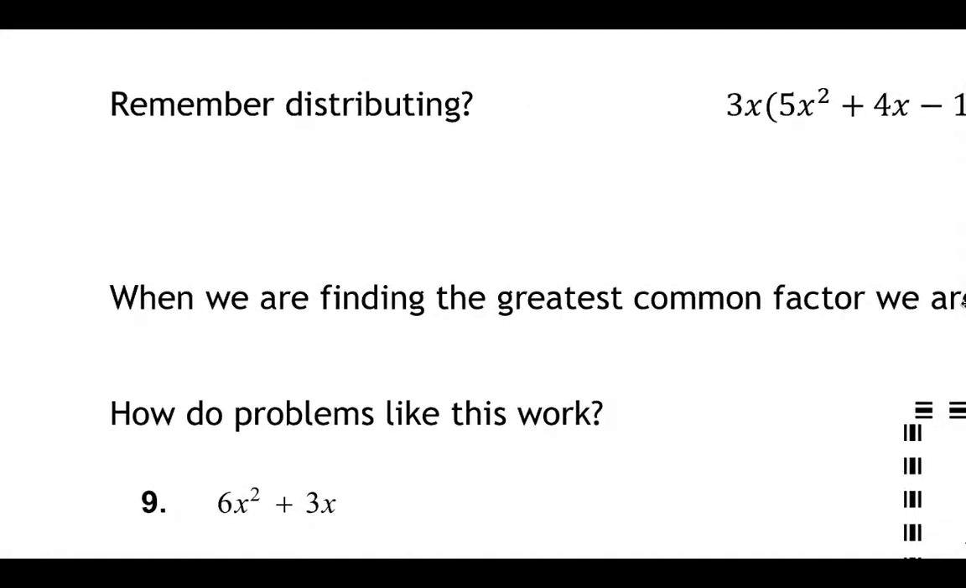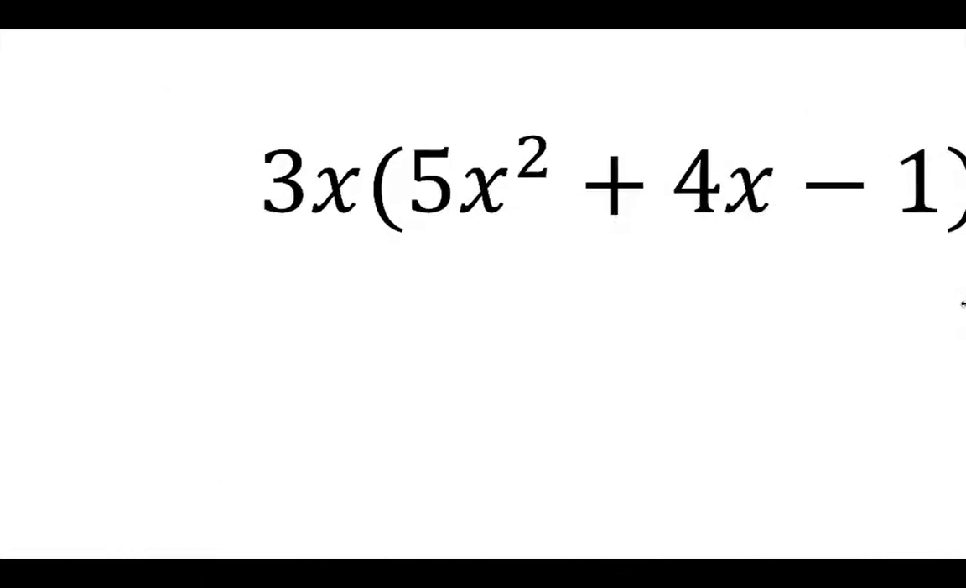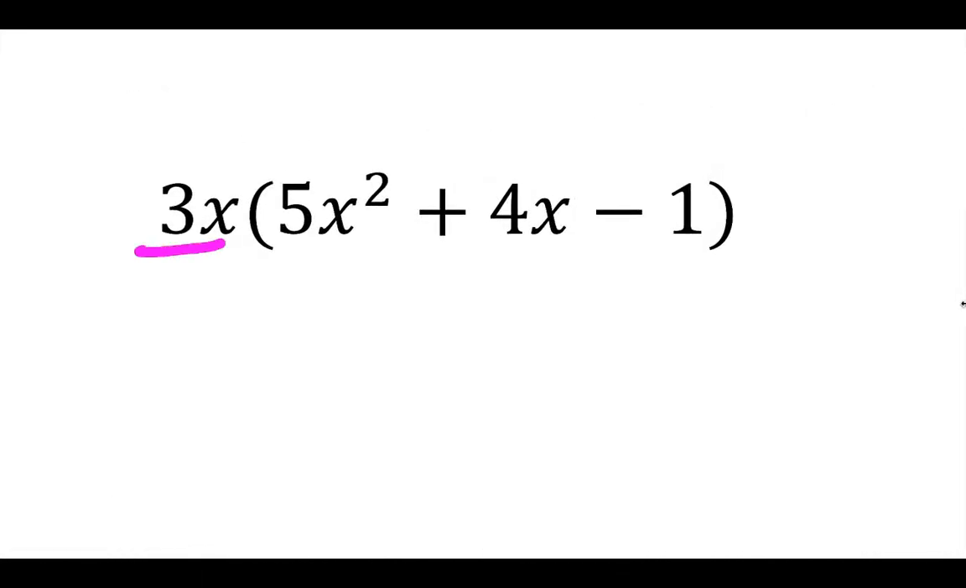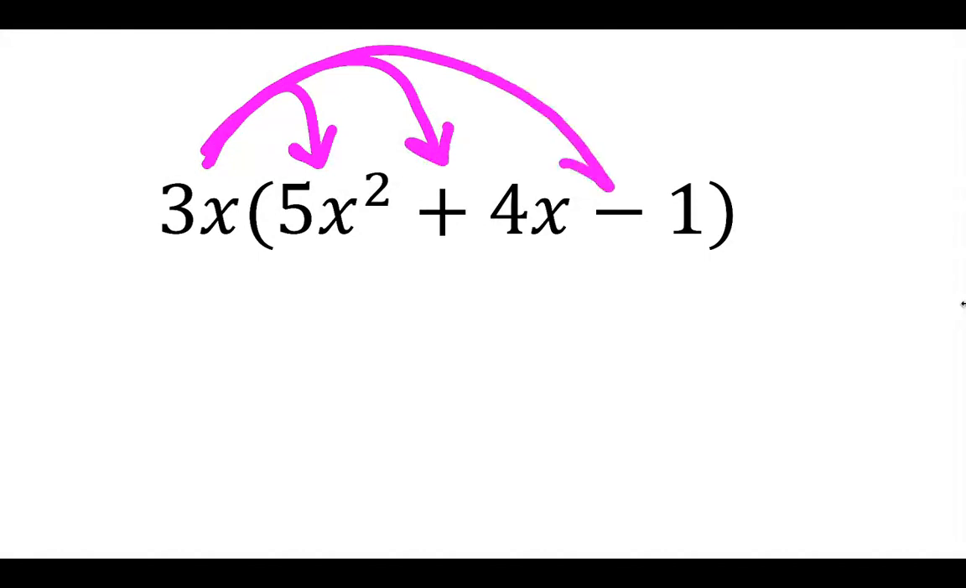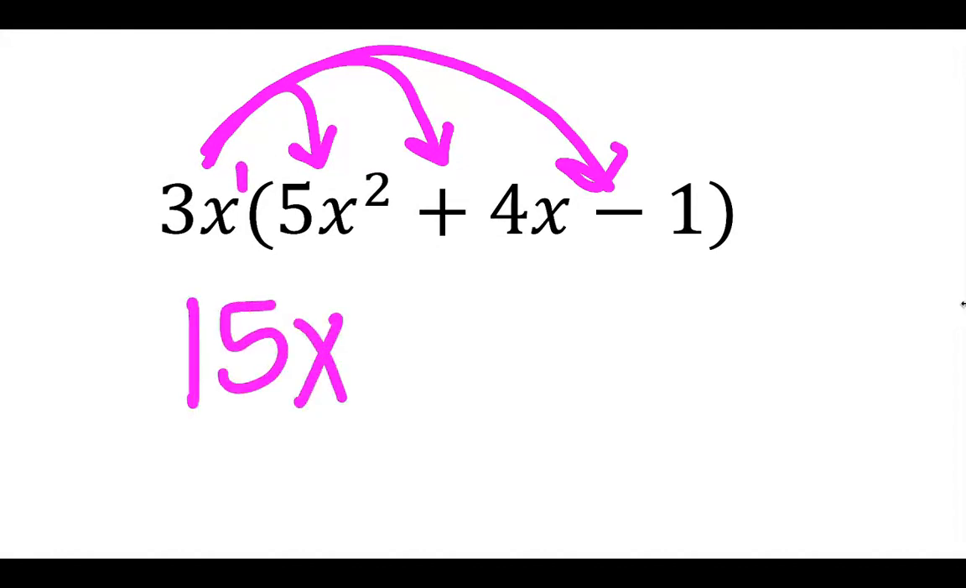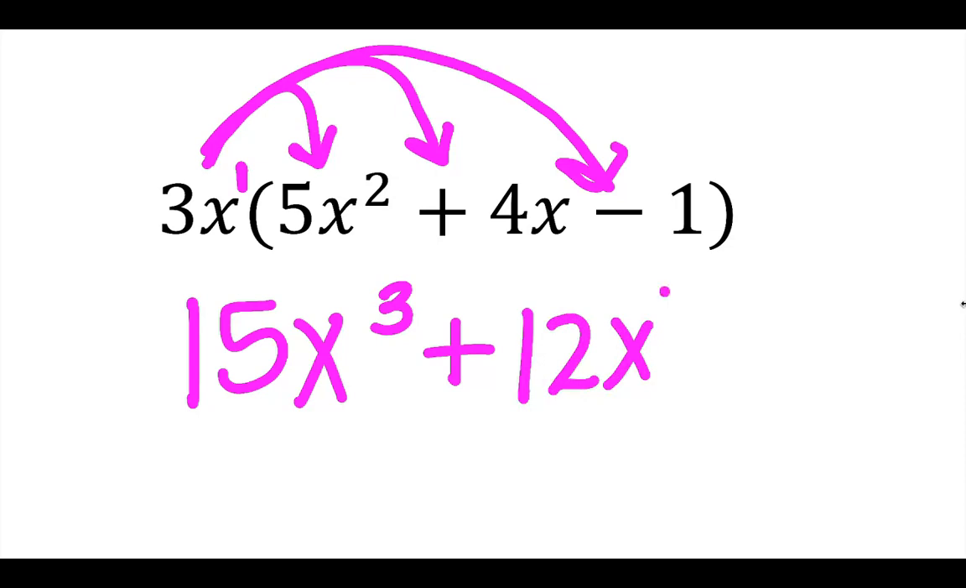So remember distributing. Let's think back to our last unit on solving equations. If I've got a monomial on the outside times a trinomial, all you're going to do is take this 3x and multiply by everything on the inside. So I've got 3x times 5x squared. 3 times 5 is 15. I keep x, and this really has an exponent of 1. 1 plus 2 is 3. Plus I have 3 times 4 is 12. Keep x. 1 plus 1 is 2, so x squared. And then 3x times negative 1 is going to be negative 3x.